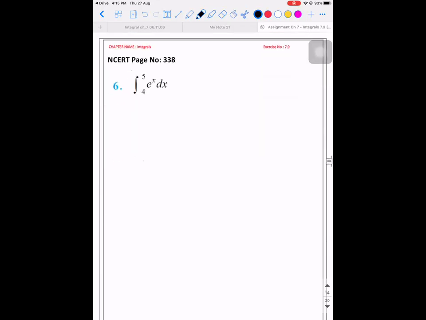So the integral of e power x dx is e power x between 4 to 5, e power 5 minus e power 4. Done? Yes.